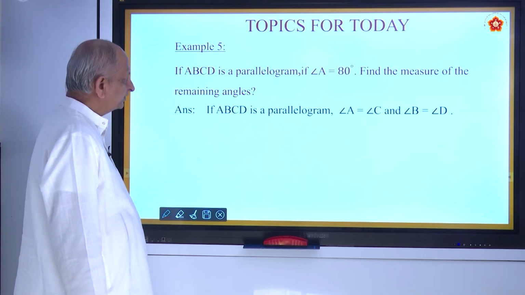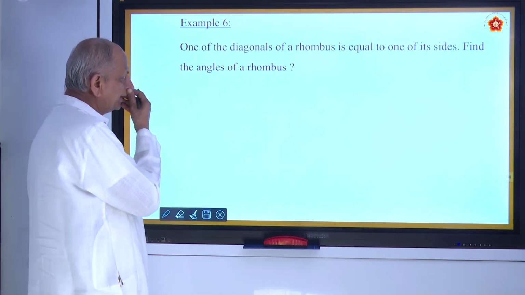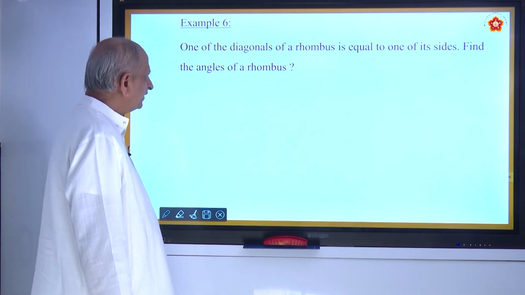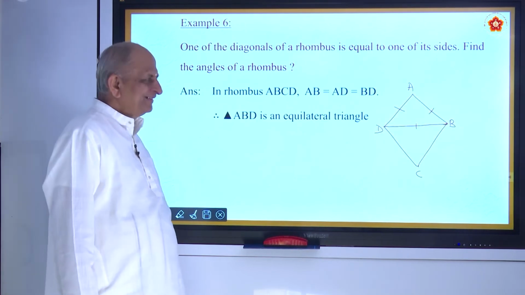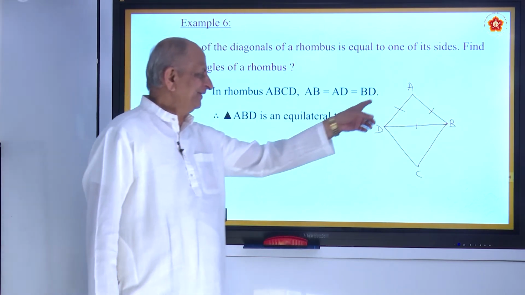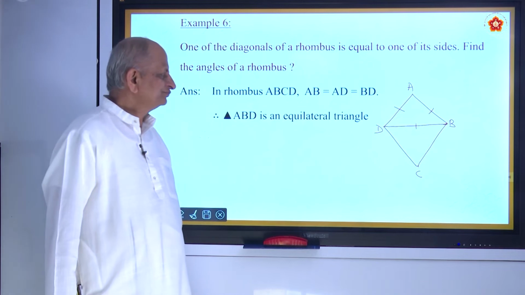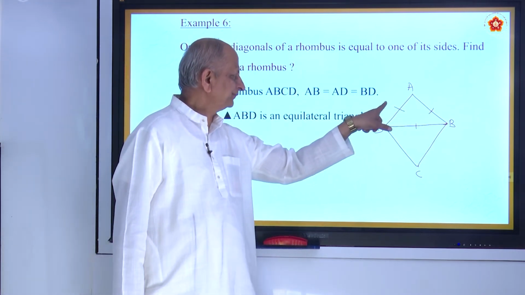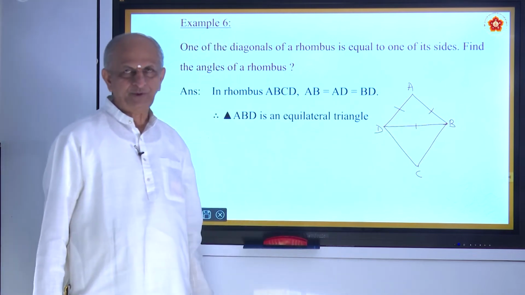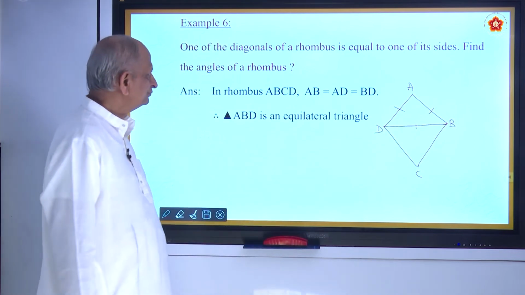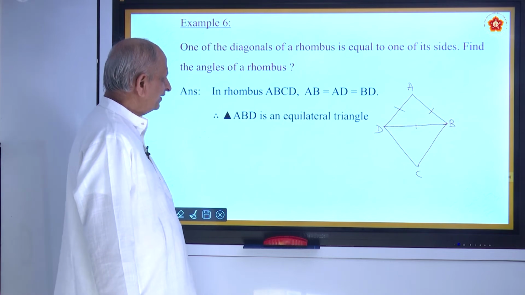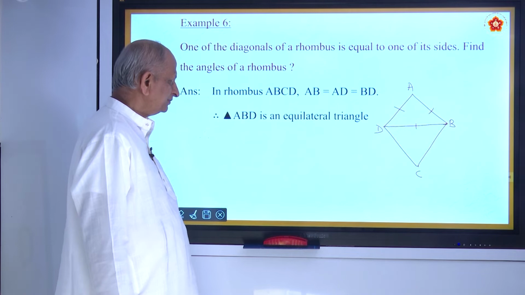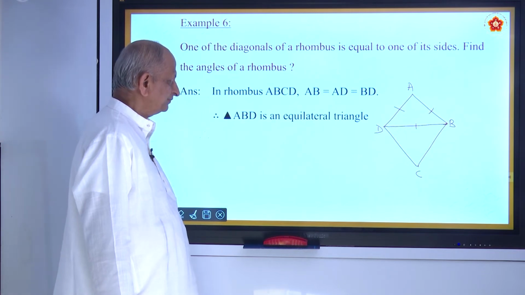Next question: one of the diagonals of a rhombus is equal to one of its sides. Find the angles of a rhombus. This is a rhombus ABCD. Here you are given that AB is equal to AD is equal to BD. What is BD? Diagonal. And no measurement is given. So you have to find the angles of a rhombus.